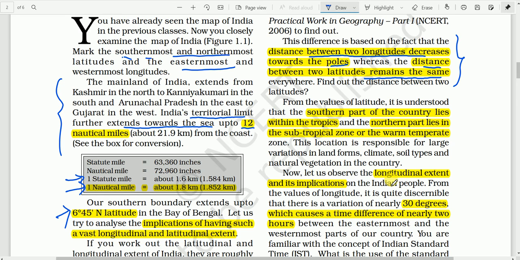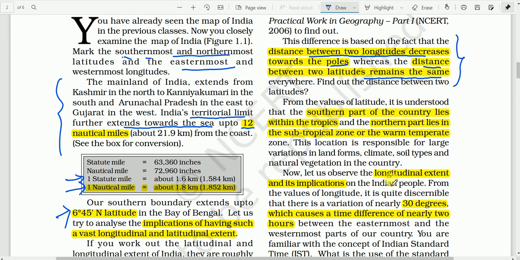Just examine a globe carefully, and you will find that the distance between the latitudes remains the same because all the latitudes are parallels, but for the longitude it is the converse at the poles. That means the distance between the longitudes gradually decreases towards the poles. So that is the point you have to remember.